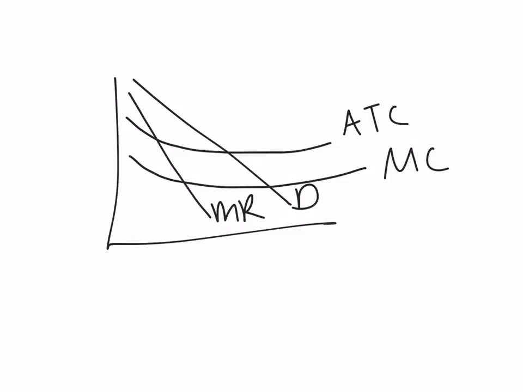So we've talked about profits and losses. And to determine where fair returns are being made, we have to look at where the average total cost hits the demand curve. So at this point here, the monopoly is making fair returns, meaning its total revenue is equal to the total cost. So this here becomes the quantity of fair returns, and this here becomes the price of fair returns.